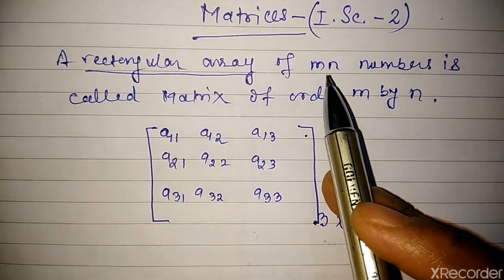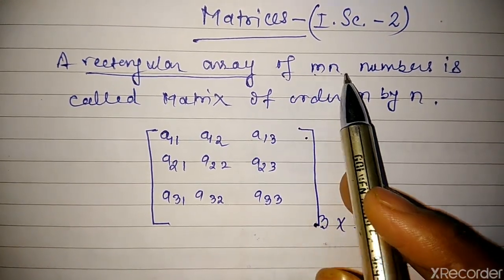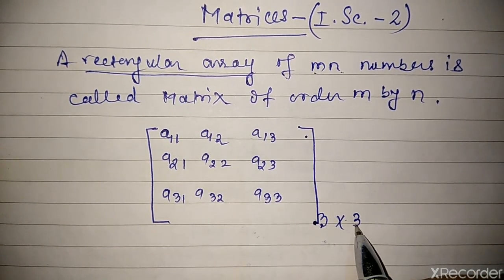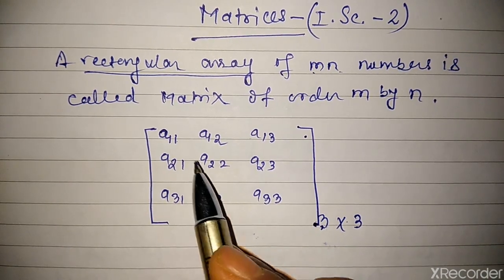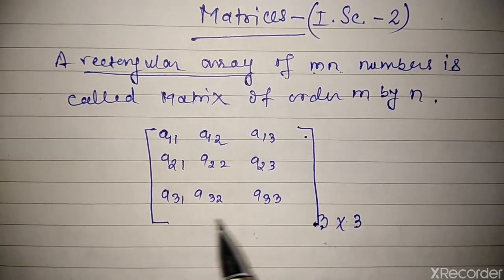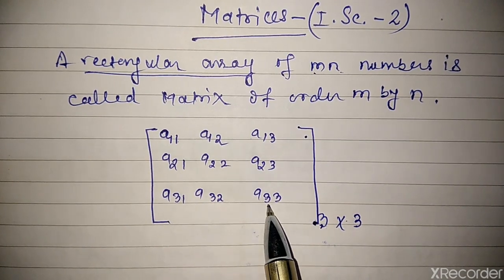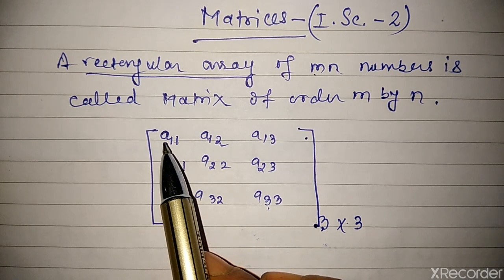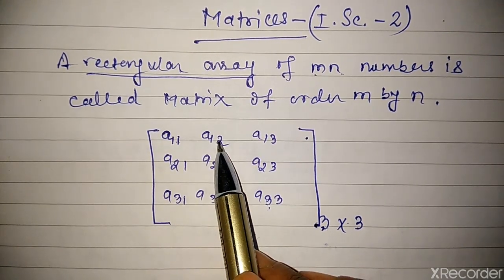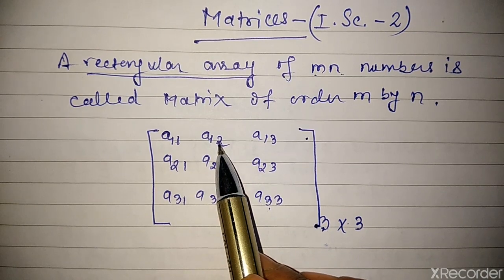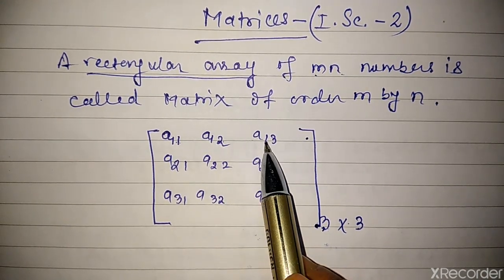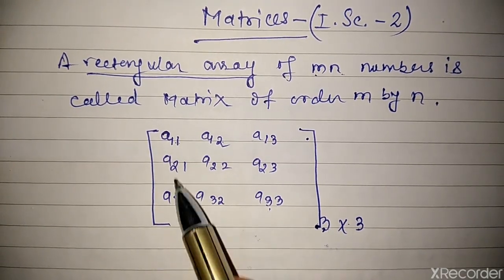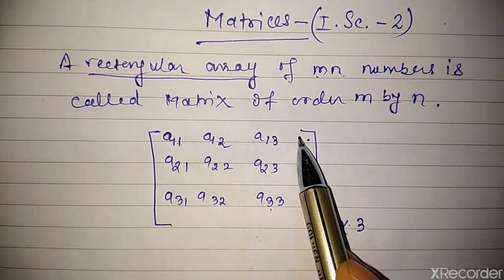Here we have written mn. mn means m into n. So if we have m into n, that is 3 into 3, then we have 9. That means the total number of elements in this rectangular array is 9. And this is known as the first row, second column. This one is the first row, third column. Here it is known as the column, and this one is known as a row.